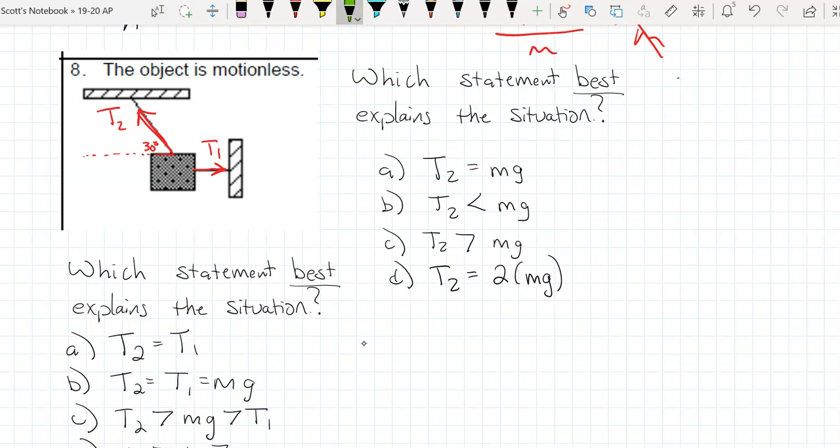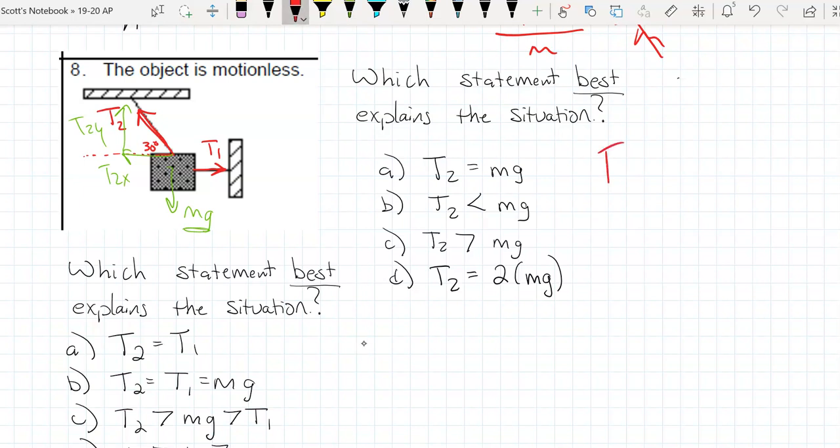So breaking this down to solve, we would break this into T2 in the x, and then T2 in the y. I also have gravity, don't forget about that. And so now we want to start comparing. So if we look here, these are asking about T2 and they're asking about mg. Is this in the x or in the y direction? It's mg that's in the y direction.